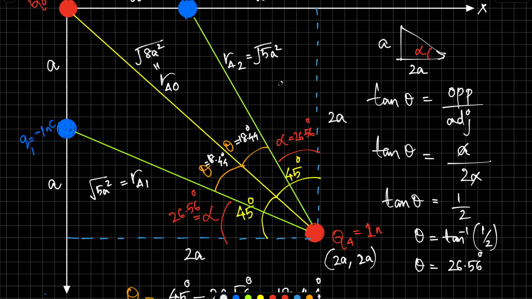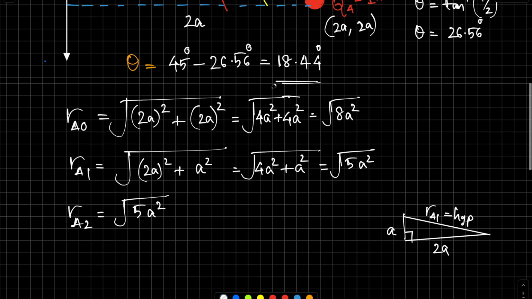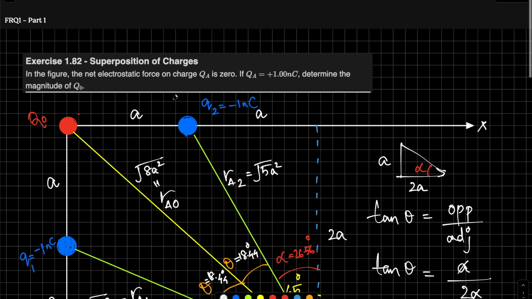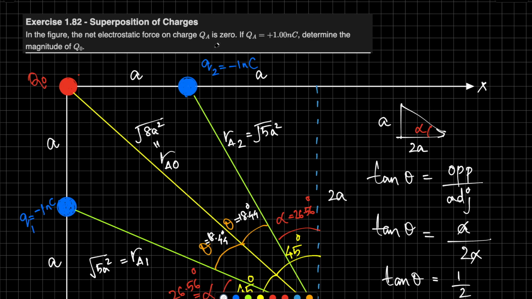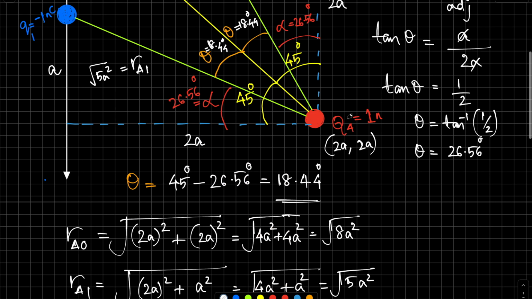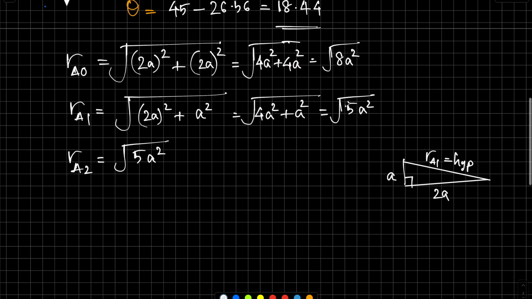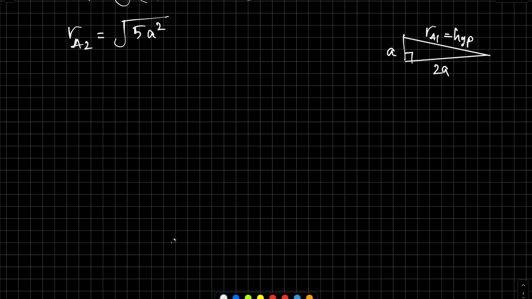We found everything. Now let's apply the superposition principle. One thing mentioned in the question is that the net electrostatic force on charge QA is 0. So net force on QA equals 0. That's given. So I'm going to write the equation.